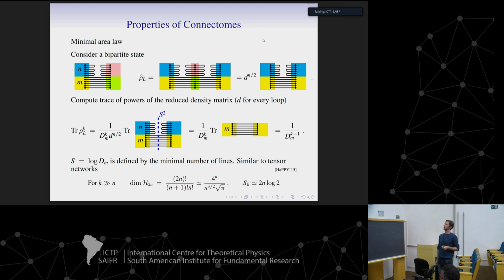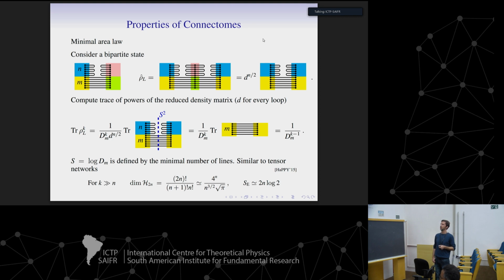Then you can compute an arbitrary power of this density matrix, which is given by the same diagram. The only thing that changes is the prefactor. So that's the trace of rho to the power k. And then you can compute, again, the trace of this, and it is equivalent to a trace over a smaller Hilbert space. Which is to say that the entanglement entropy is defined by the minimum number of lines that connect the left and right in this system. So you can put it in this way.